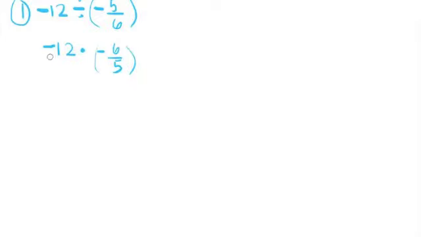And then what do we have to do again to this negative 12? We're going to put it over 1. Okay. So negative 12 times negative 6 is going to give us 72. 1 times 5 is going to give us 5. And there's really nothing we can do with that anymore. We can't reduce. Okay, so that's all we can do with that.